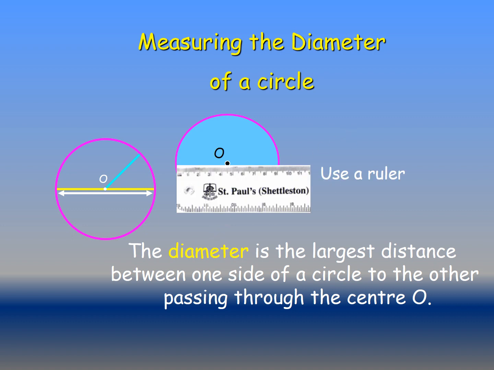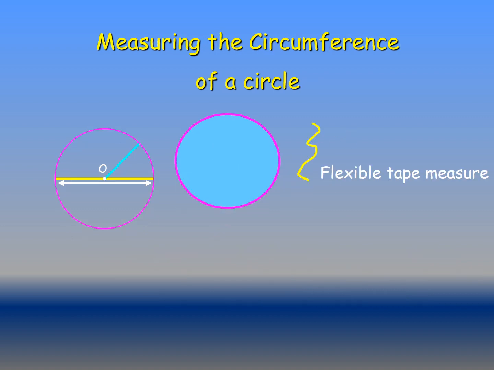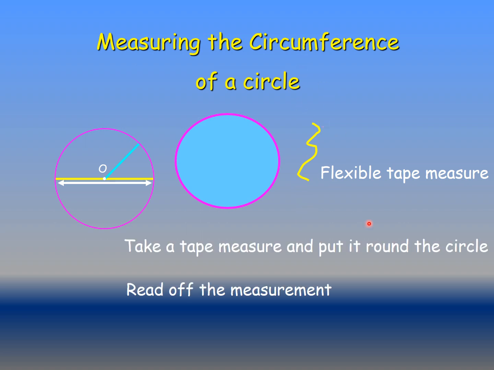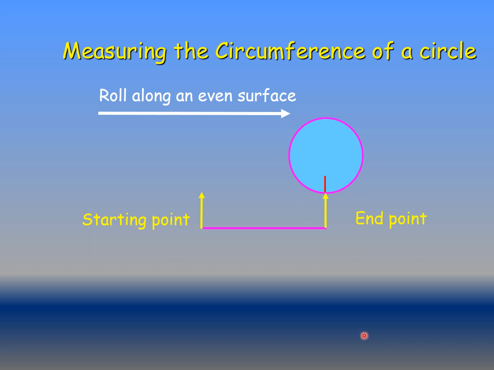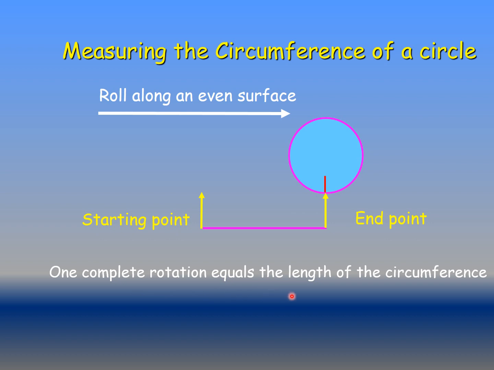So we have to use a ruler and check it. And to find the circumference of a circle, we have to use a flexible tape measure. So take a tape measure and put it around the circle, and read off the measurement. Or you can roll it along an even surface. Look at this. This is a starting point and this will roll like this, and this length will represent the circumference. From the starting point to the end point, one complete rotation equals the length of the circumference. So you have to be careful about slip also.